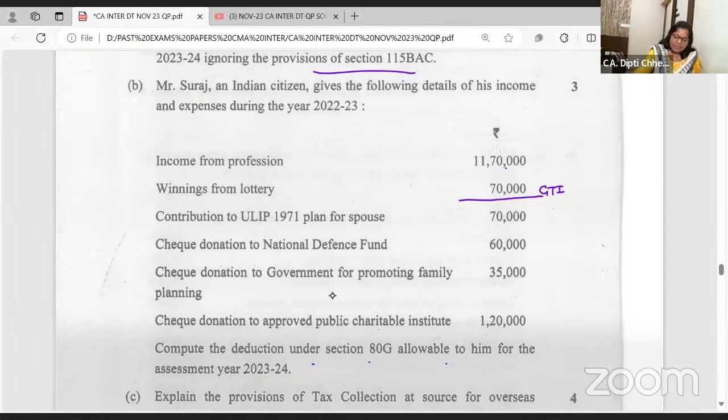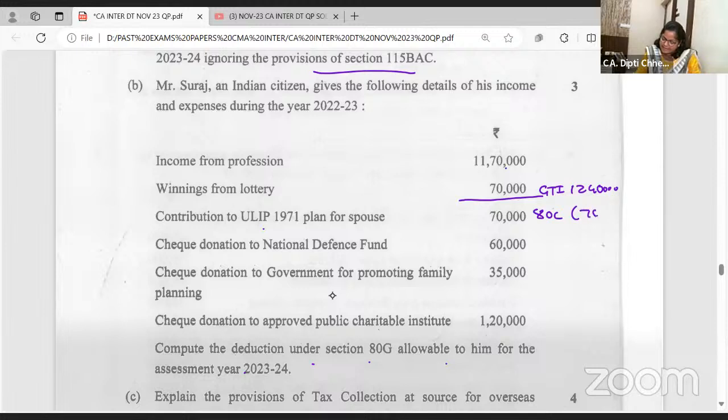11,70,000 plus 70,000, 12,40,000 is the gross total income. ठीक है ना? 12,40,000. Up. Contribution to ULIP. Will you take a deduction?